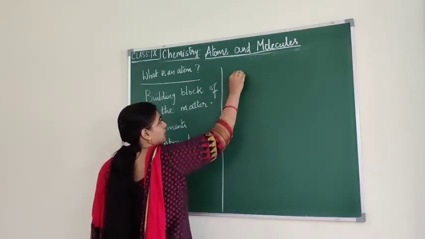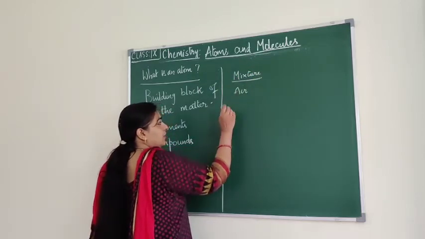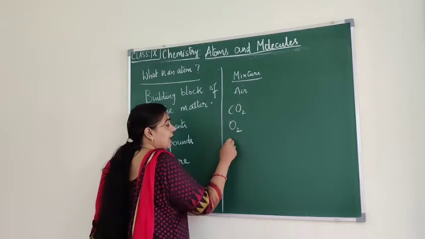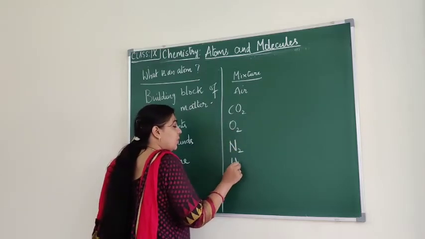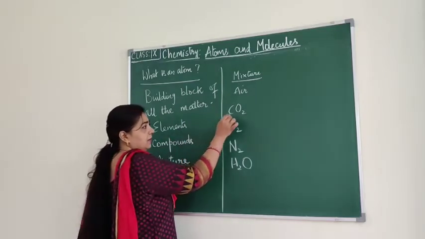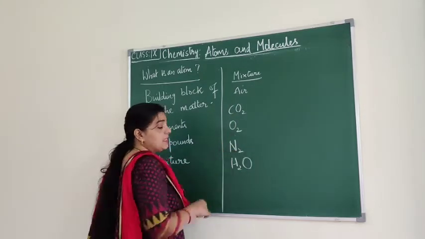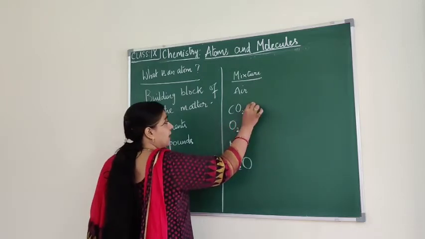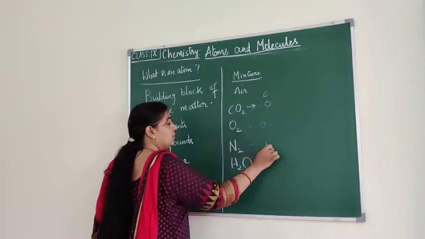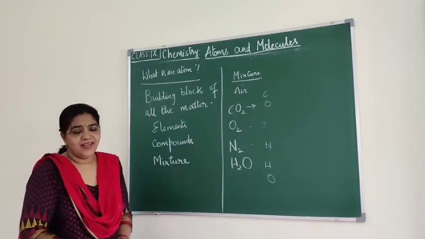So let us see a mixture. One good example for a mixture we can give is air. So what is air made up of? Air consists of carbon dioxide, oxygen, nitrogen as well as water vapor. When we closely observe, the mixture, that is air, has several compounds in it as well as elements. Carbon dioxide has carbon and oxygen, which are elements. And oxygen you know, and nitrogen you know, and water is again made up of hydrogen and oxygen. So a mixture is also made up of elements, right?